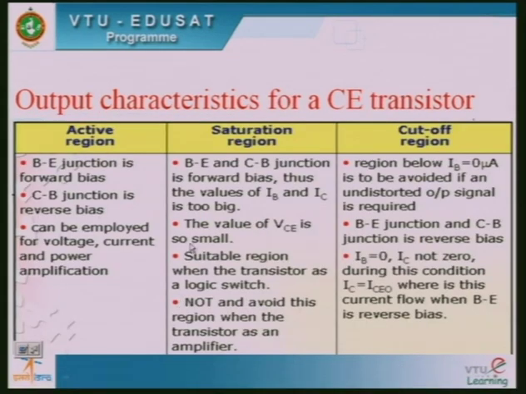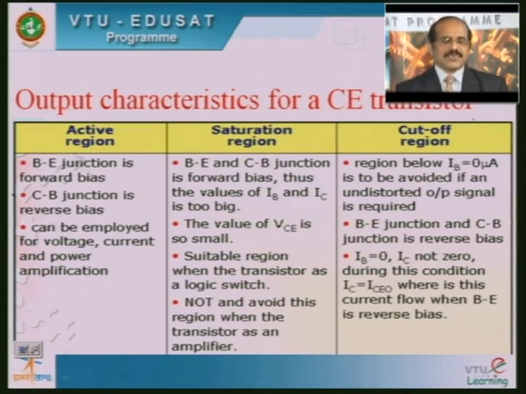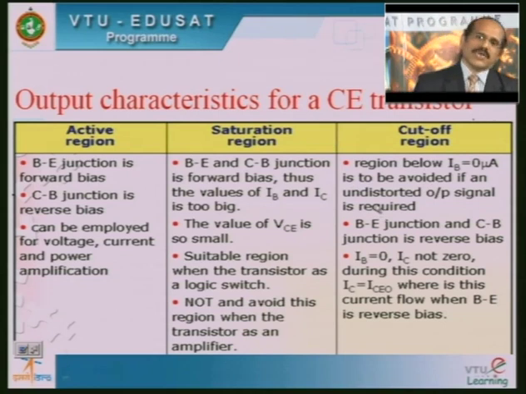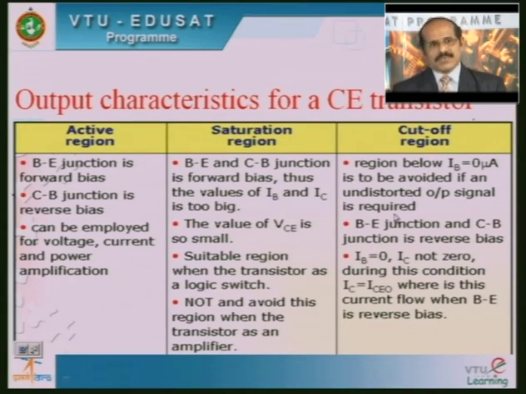Now, let us see the three regions of the output characteristics of a common emitter configuration of a BJT. In the active region, the input junction is forward bias, whereas the output junction is reverse bias. That is, the base to emitter junction is forward bias, and the collector to base junction is reverse bias. This active region is preferred for amplification purposes. In the saturation region, both the input junction and output junction are forward bias, and this region is preferred for switching operation. In the cutoff region there is no conduction of current, only a small leakage current flows, and both input and output junctions are reverse bias.